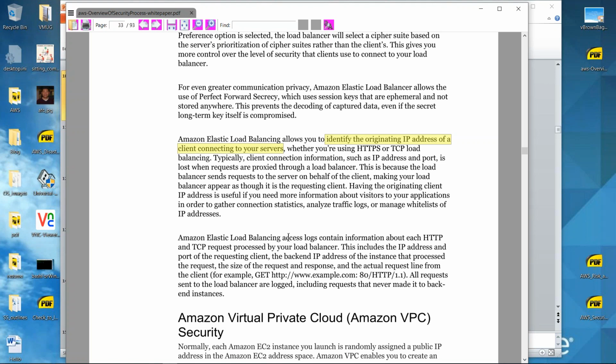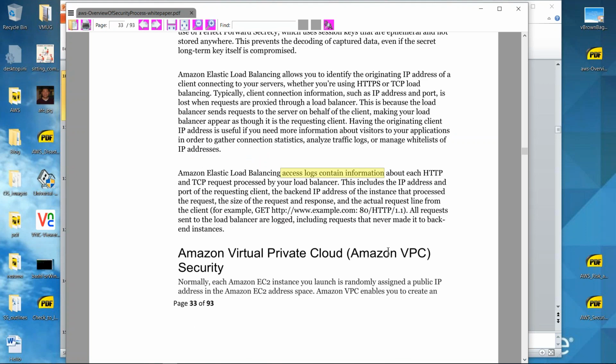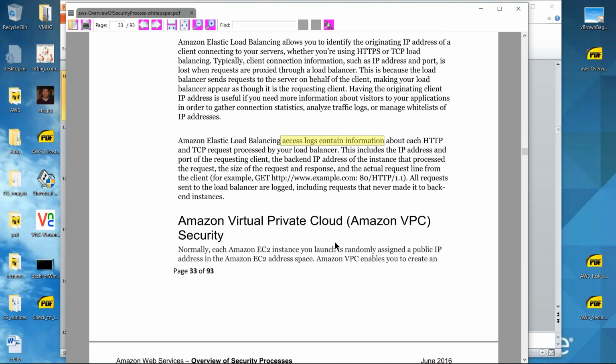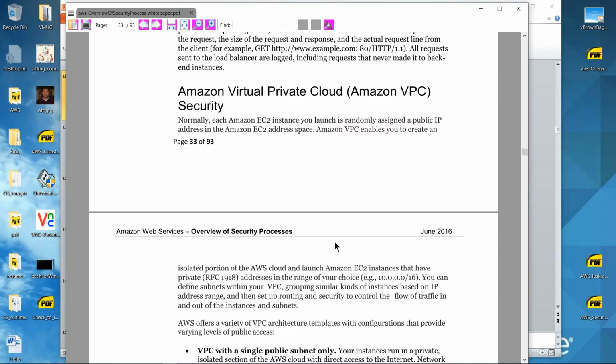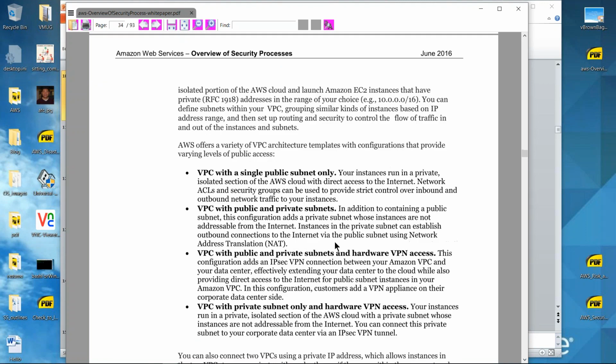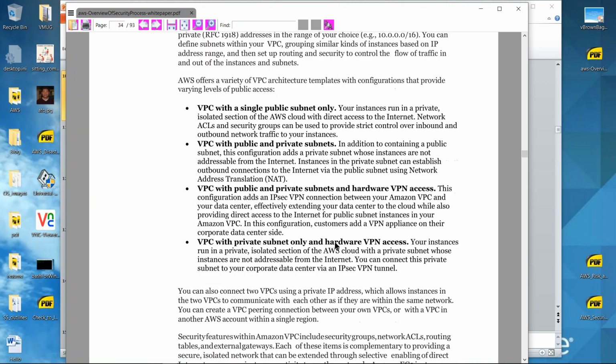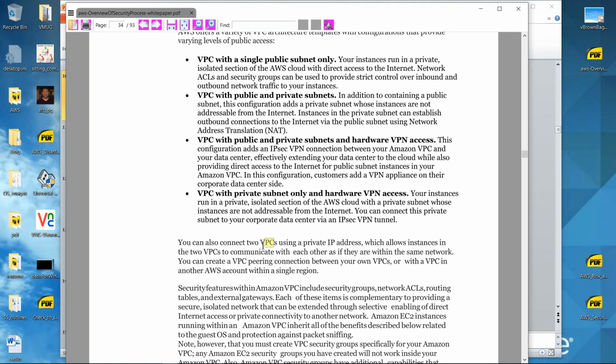So let's talk about all these access being logged, and then VPC is one of the big items in the security domain that we need to know. Especially in this white paper, at least 5 or 6 pages are devoted to this VPC security, so we need to understand. First of all, it talks about using different levels of subnet. VPC is one way to provide security because it provides isolation from the others.